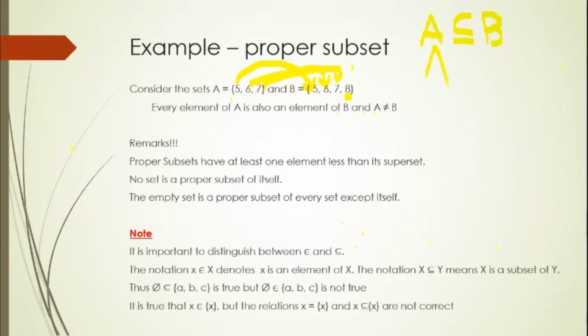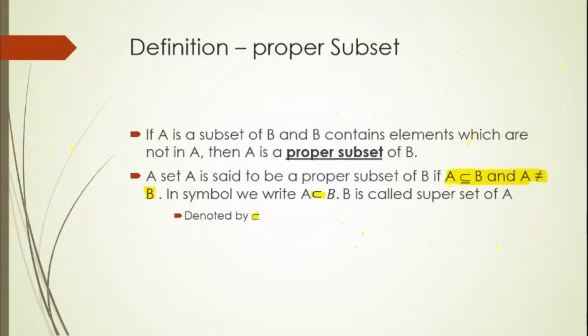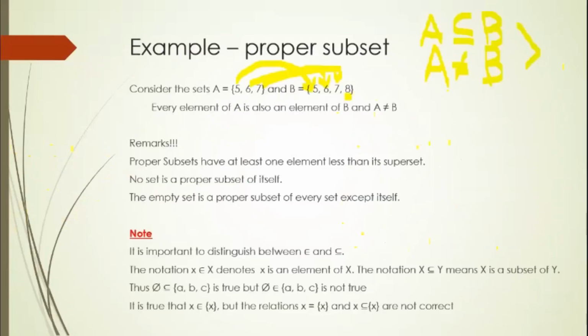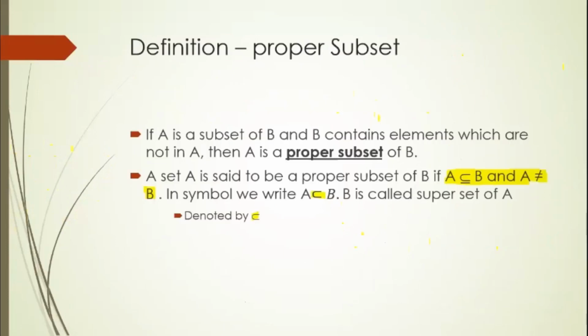So we can say that A is not equal to B. Notice that we have met the two conditions for a proper subset. Here, A is a subset of B and A is not equal to B. So we can say here that A is a proper subset of B. And there is one thing that you have to note of. The superset. What about a superset? In here, B is called a superset.